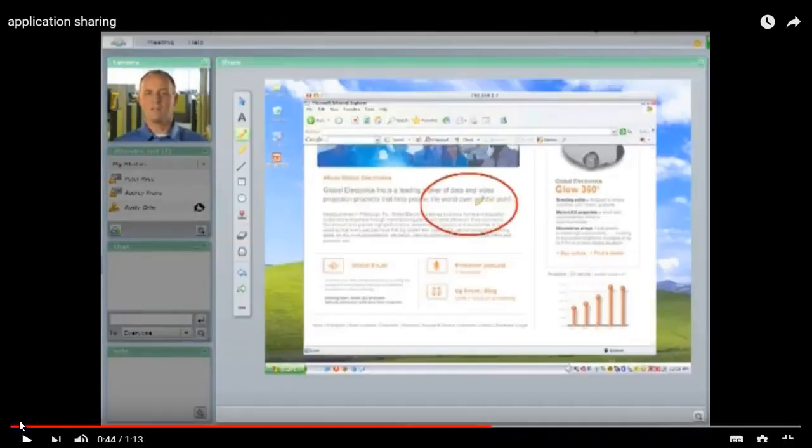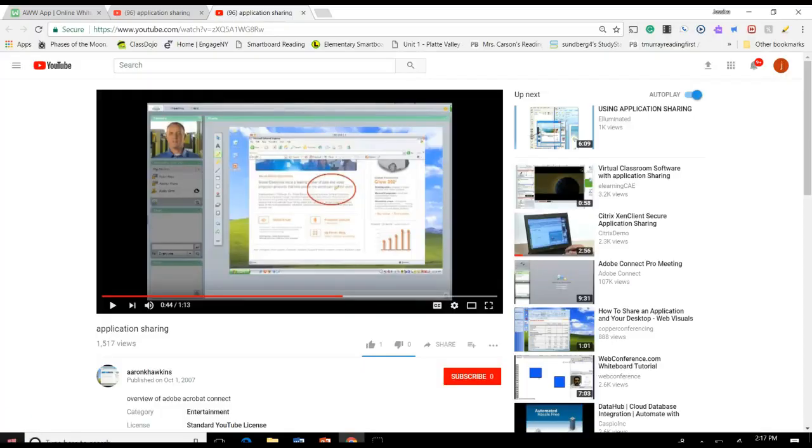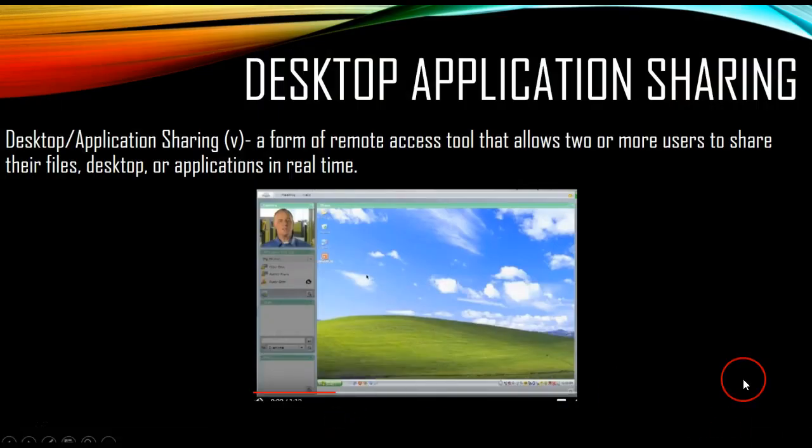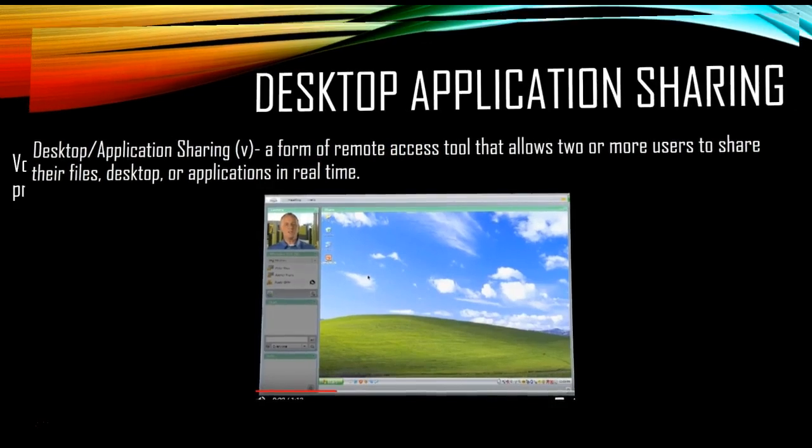Pretty cool, huh? Desktop application sharing is a very useful tool that we could use here at St. George, and I'm going to try to incorporate more in your classes because I think that you would benefit from not having to just look at your neighbor's computer as often.